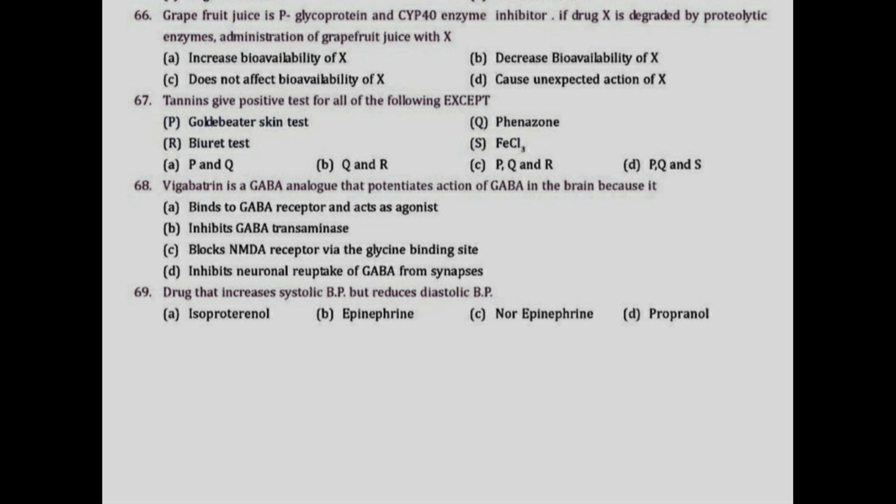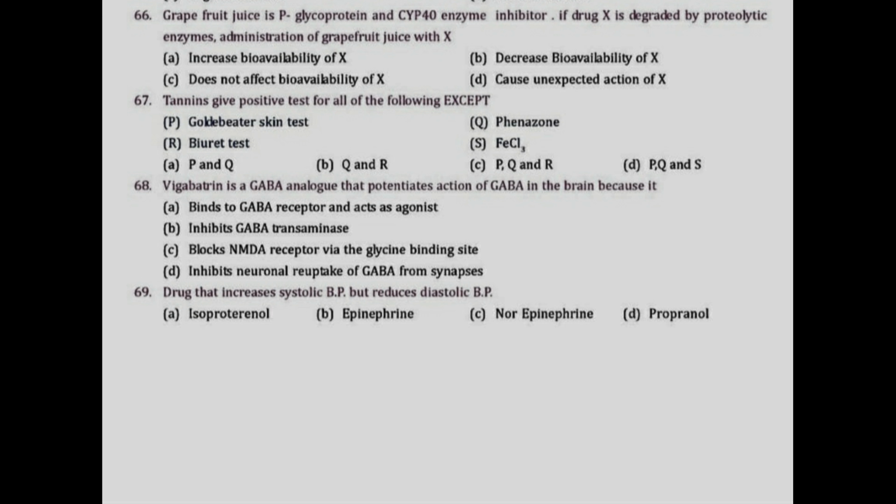Next, question number 68. Vigabatrin is a GABA analog that potentiates action of GABA in the brain because it: option A, binds to GABA receptor and acts as an agonist. B, inhibits GABA transaminase. C, blocks NMDA receptor through the glycine binding site. D, inhibits neuronal uptake of GABA from synapses. What is the correct answer? Vigabatrin inhibits GABA transaminase. It is an inhibitor of GABA transaminase.